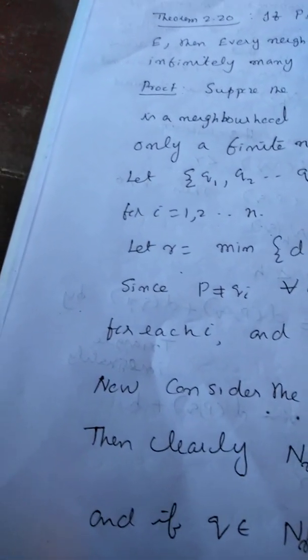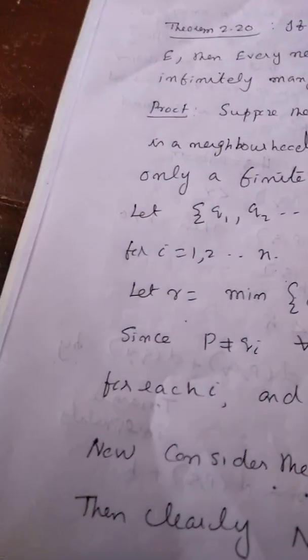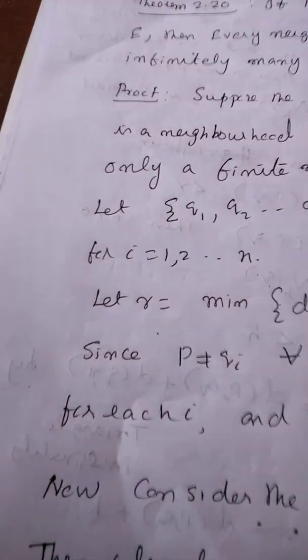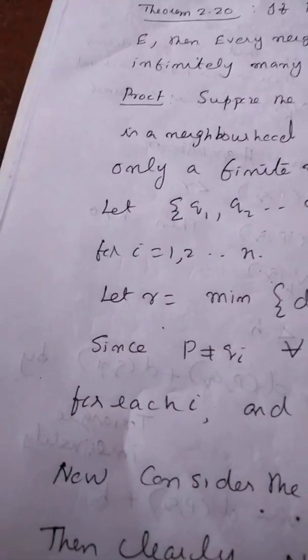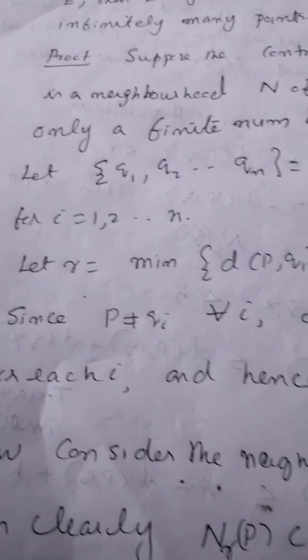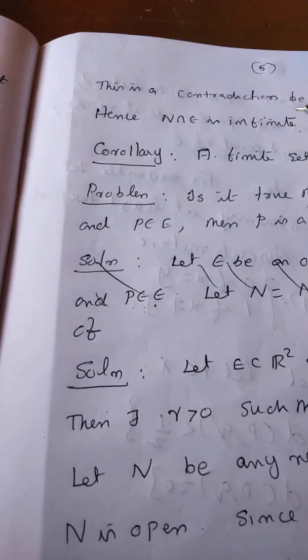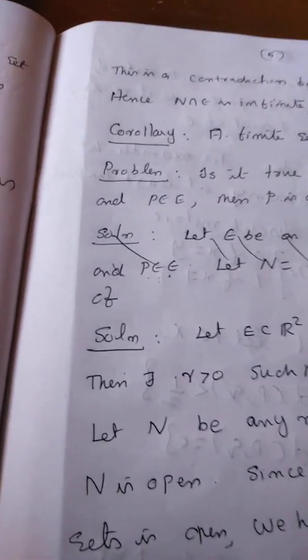But we have taken that N intersection E equals a finite number of points Q1, Q2, etc., Qn. That's a contradiction, because if we take this to be finite, we get some point different from Q1, Q2, etc., Qn, which again belongs to N intersection E. Therefore it cannot be finite. Therefore N intersection E is finite. So a finite set cannot have a limit point.